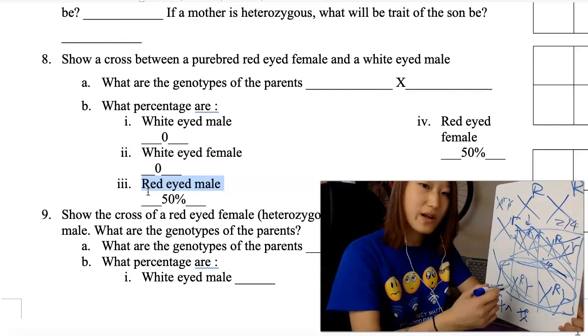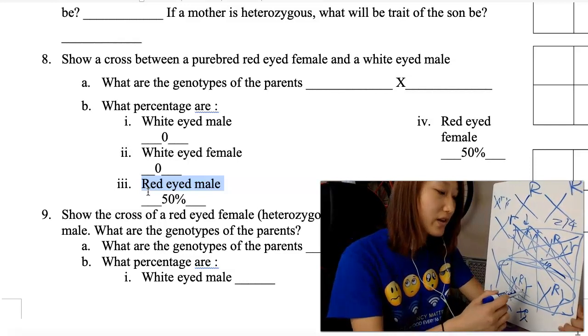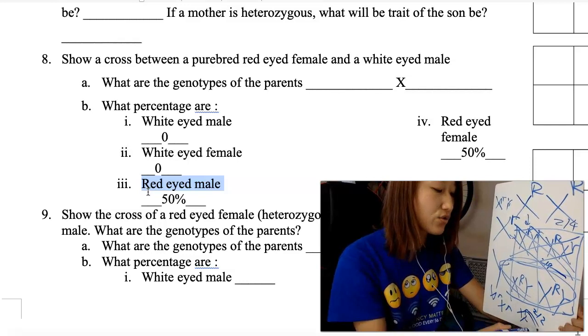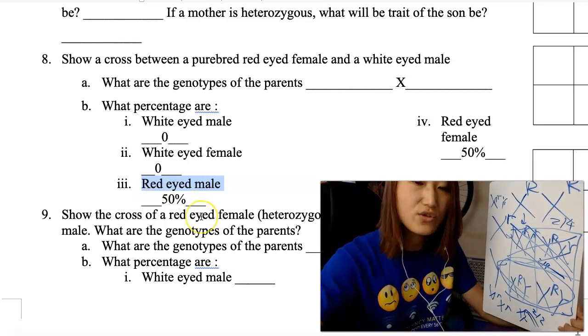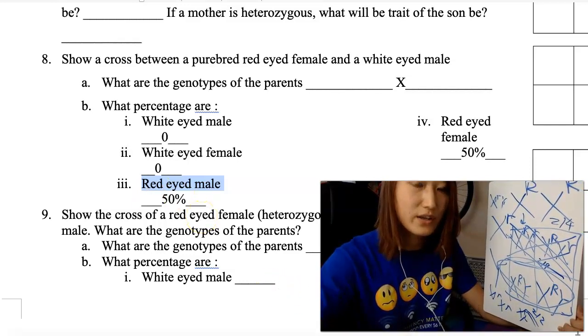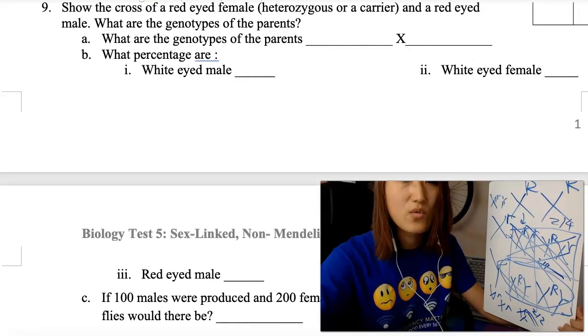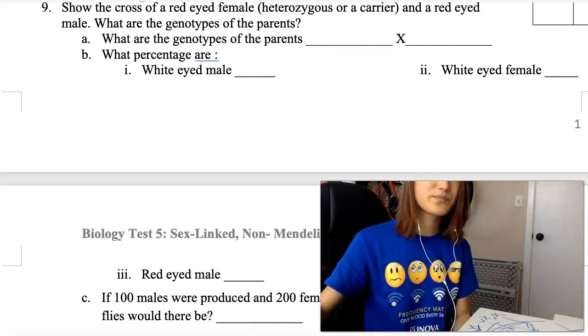So if you're looking at the red-eyed male out of all the males, you see 2 out of 2. So instead of 2 out of 4, you will do 2 out of 2. Then the answer will change to 100%, right? So you've got to be careful what the question is asking you. Now let's look at one more example.